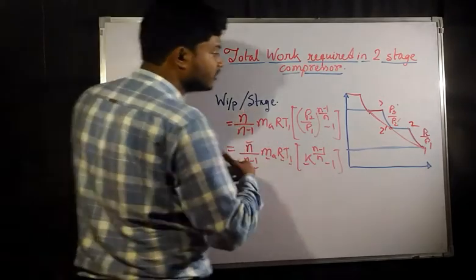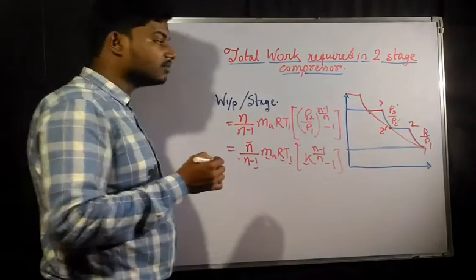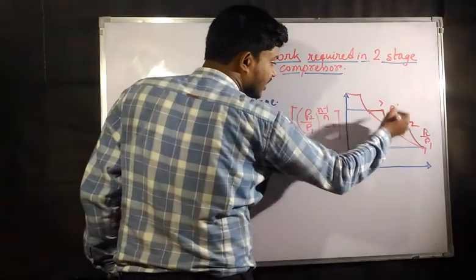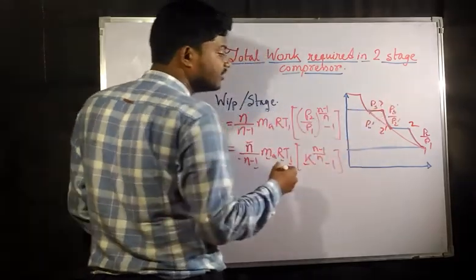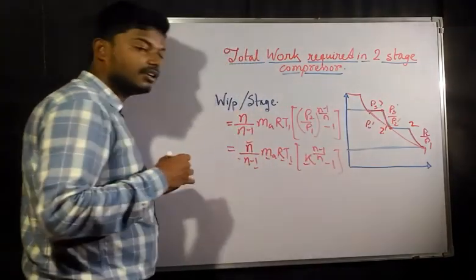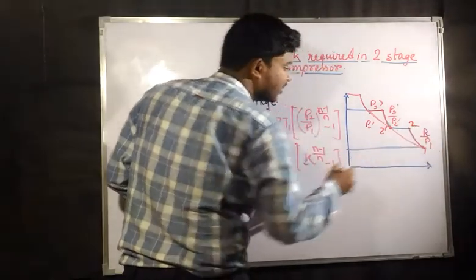Suppose you want to find P2 dash and P3 dash, the compression here, but you don't know what is the pressure at P2 dash and P3 dash. There would be no worry, because P2 is here and P1 is here.